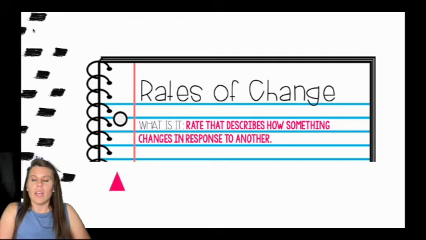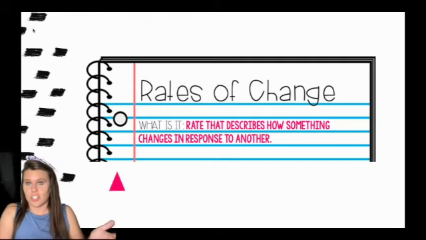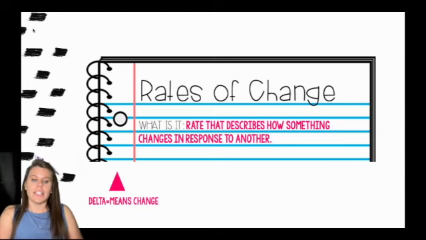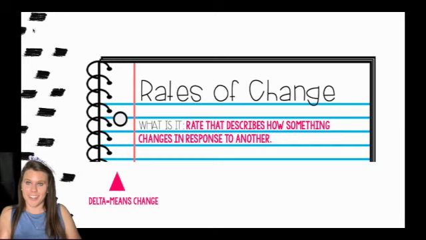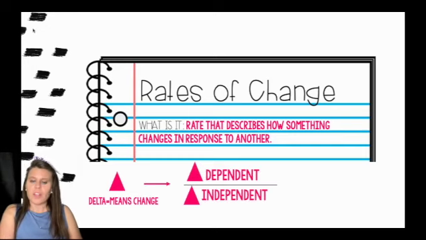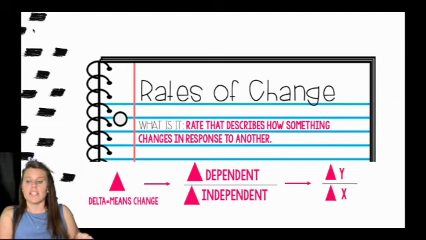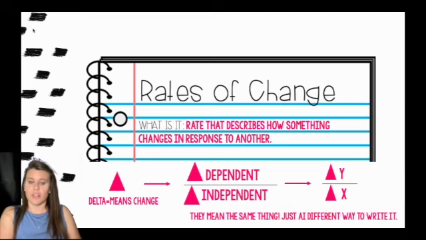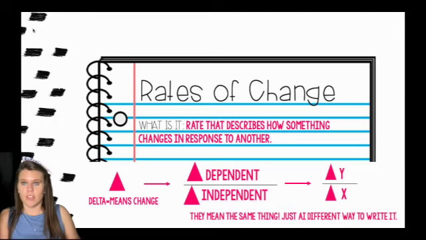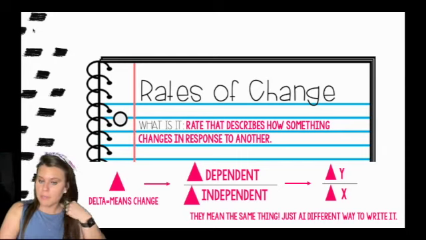So we have this little triangle and you're like, that's just a shape. Or it can mean delta, which it does, but in math world, delta means change. It's not anything to do with a fraternity or sorority. Rate of change is the change in dependent over the change in independent, or it's the change in y over the change in x. Those mean the same thing. Dependent goes with the y variable, independent goes with the x variable. Those are just different ways to write it or different ways that you could possibly see it.